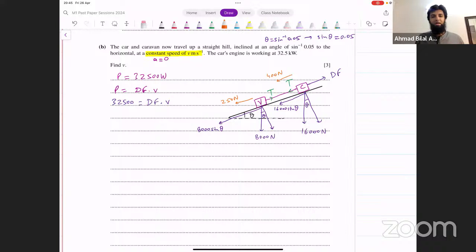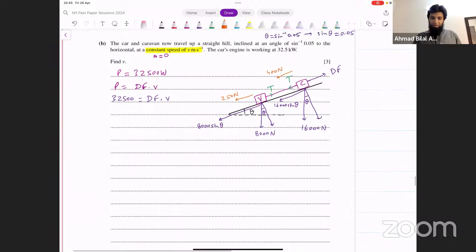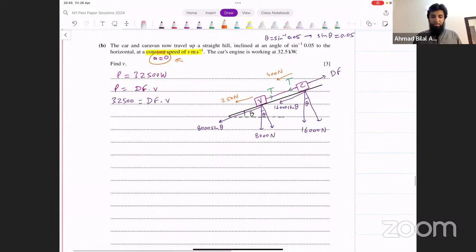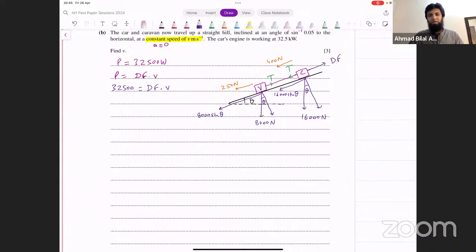These are all the forces that are acting now. What are we looking for? We're looking for the driving force somehow. Acceleration is again 0. Since we're not looking for tension, again, you could use the whole system. In that case, you would not have to worry about tension.